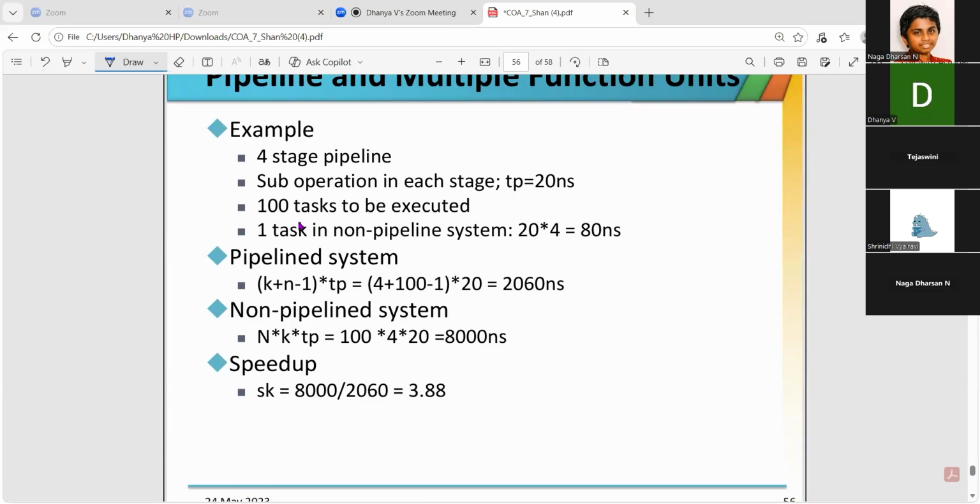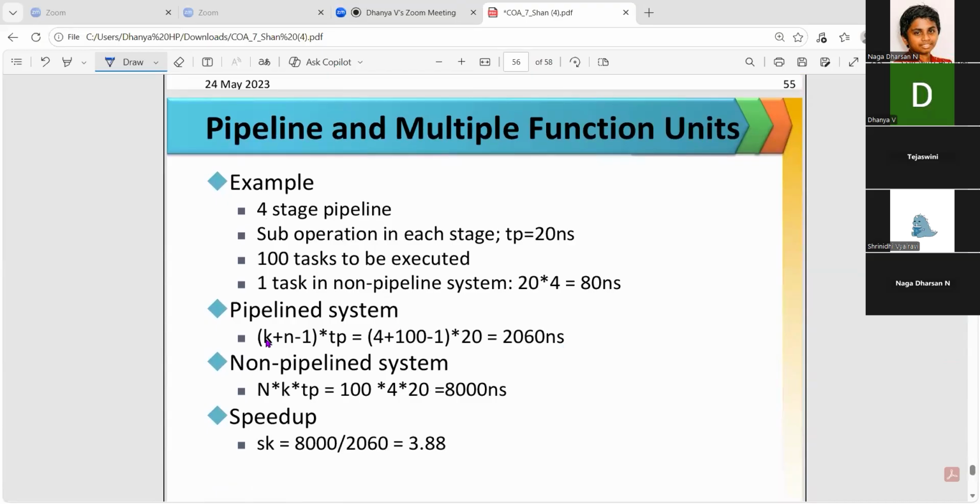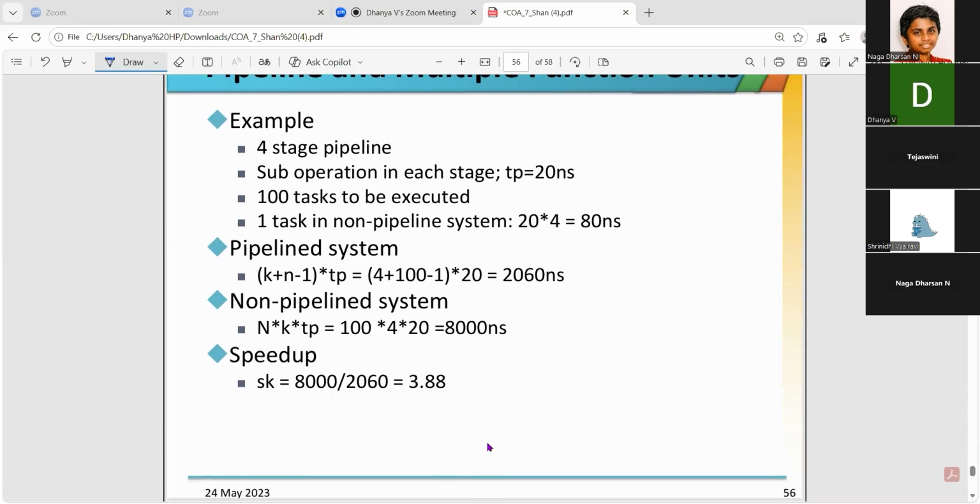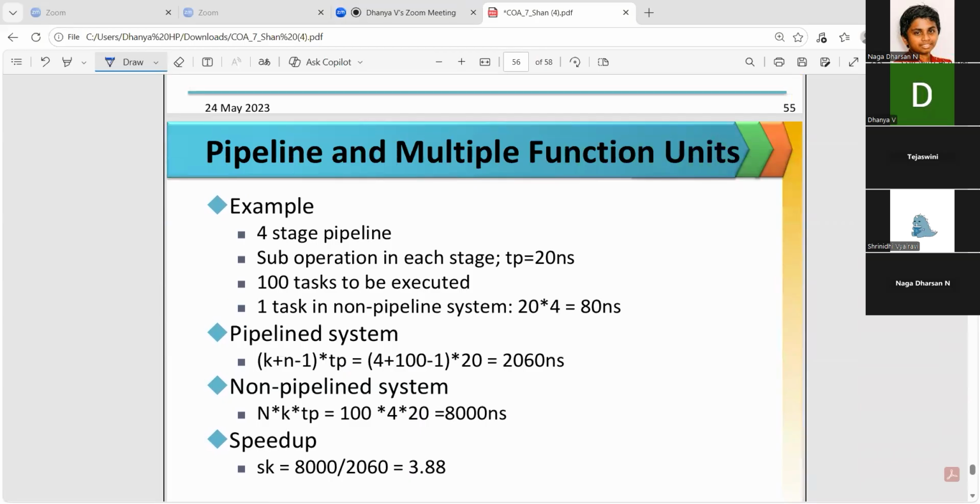So if Tp is 20, K is equal to 4 and N is equal to 100, you just substitute in this formula and you will get your answer. In pipelining, it is (K plus N minus 1) into Tp. Tp is 20, as I said, K is 4 plus 100 minus 1, so 103 into 20. And non-pipelining, it is N K into Tp. N is 100, K is 4, so 100 into 4 into 20. And then speedup is non-pipelining by pipelining. So you get 3.88, which is almost closer to 4. 4 is our K, right? So it is almost equal to 4. This is what I wanted to say.